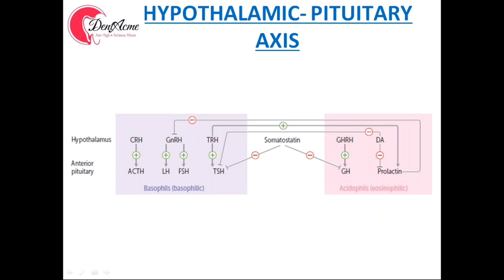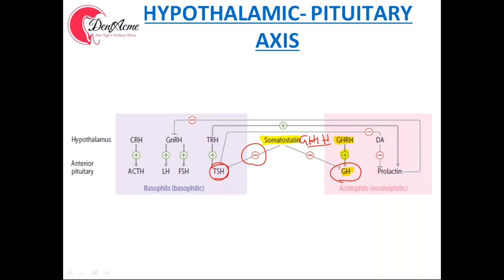The next we would talk about is growth hormone releasing hormone, which stimulates the release of growth hormone. Another hormone, somatostatin, is also sometimes known as growth hormone inhibiting hormone. Somatostatin inhibits the release of growth hormone, as the name suggests, and it also inhibits the release of TSH, right?